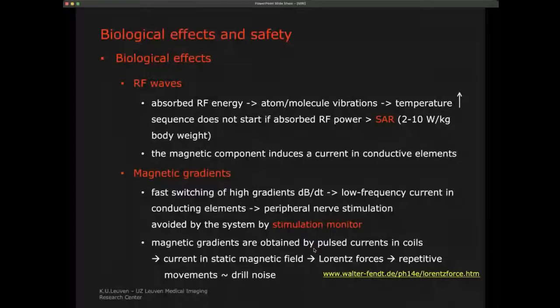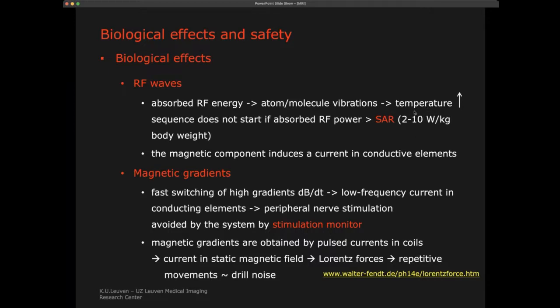Okay, last part: is this safe? What are the biological effects? Well, in principle, it's relatively safe, because we do not use ionizing radiation. That means that MRI is very often seen as non-invasive imaging. But still, of course, we are working with some energies that could make differences. First of all, we're using RF waves in order to do the flipping. And those RF waves will cause vibrations, and you will also get energy loss with your T1 relaxation. So it might be that you increase the temperature in the body.